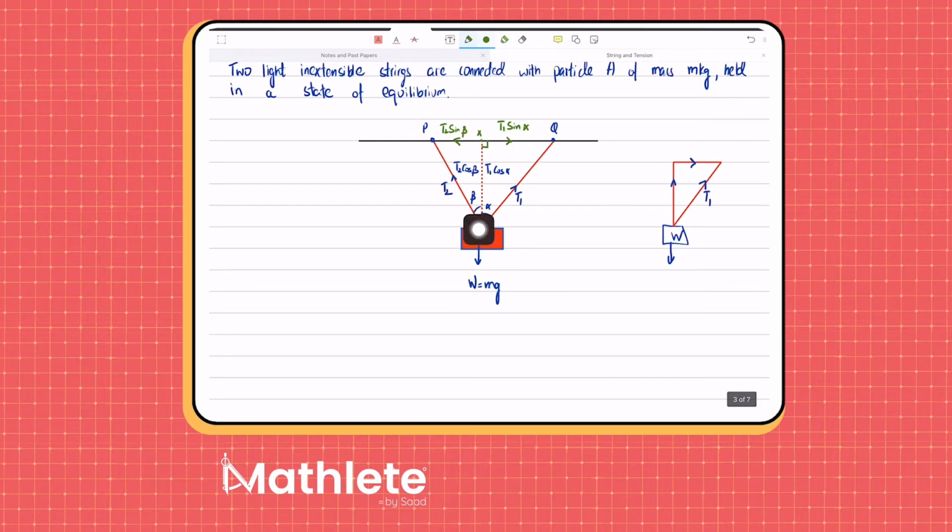Because this force is acting upwards, this force is the resultant force, you can say. So this force must be acting towards the left. That's how we apply the head to tail rule. Does that answer your question?